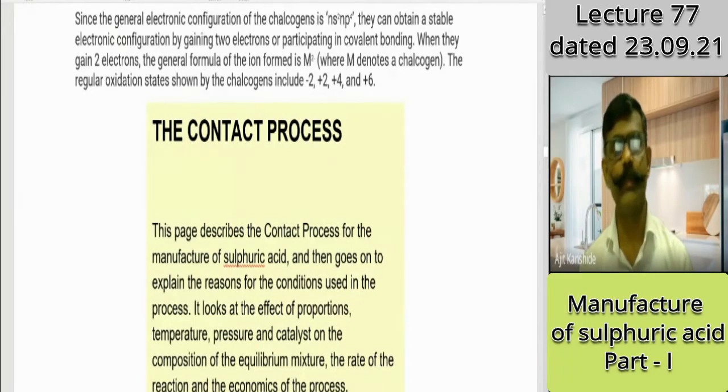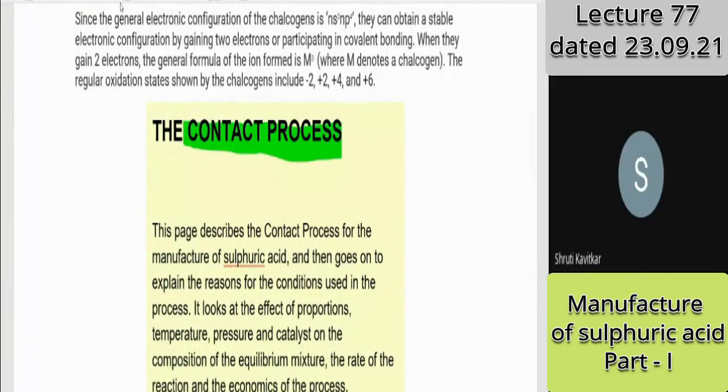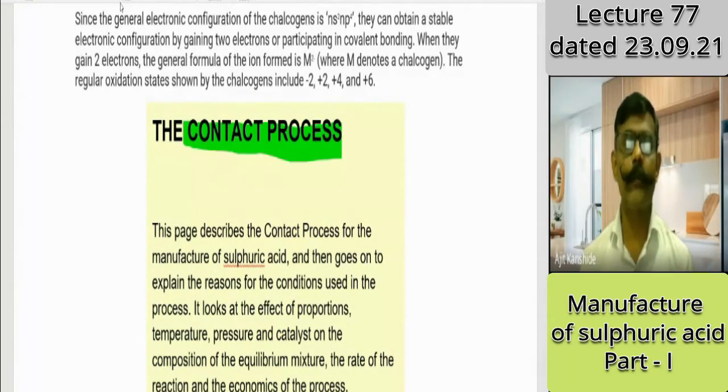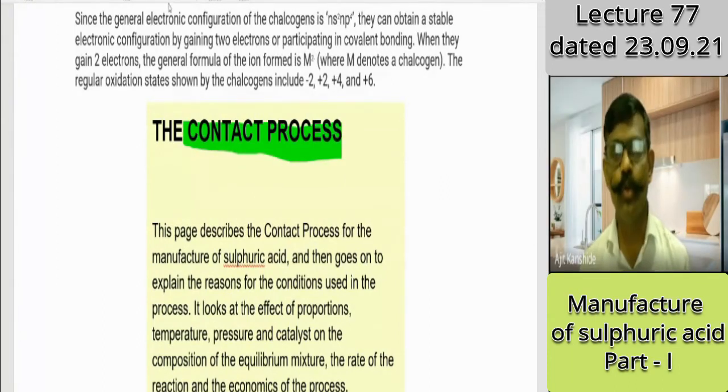Yes, students, let us begin. Could you read the name, the contact process? Yes, sir, contact process. This contact process is used to manufacture sulfuric acid.